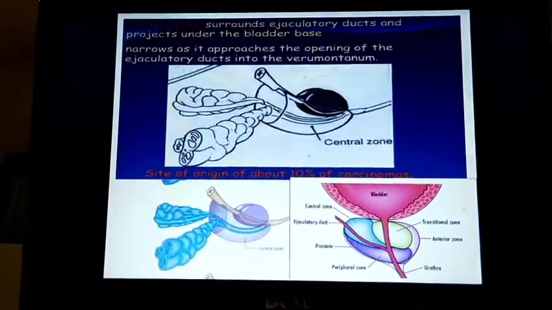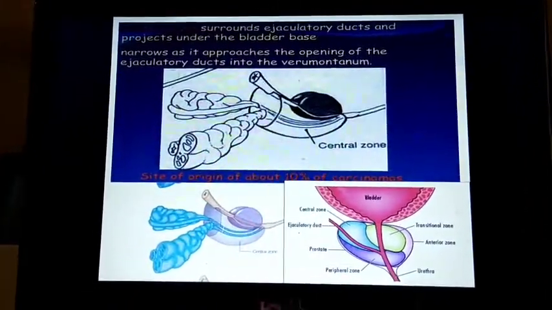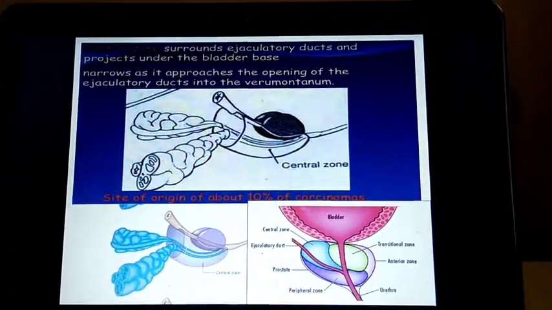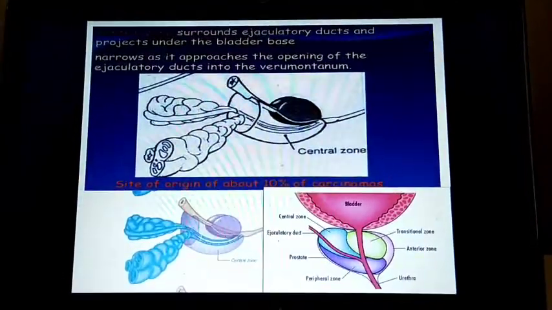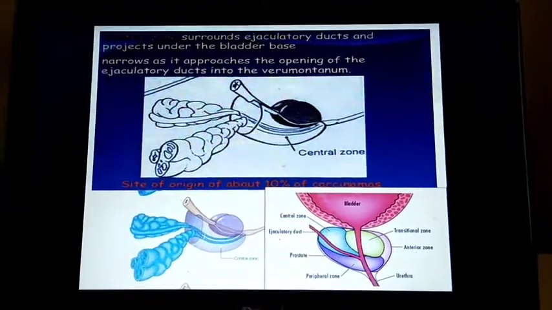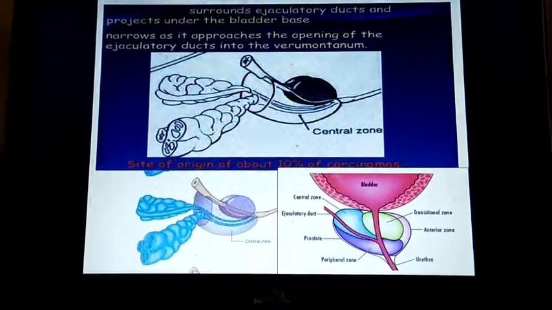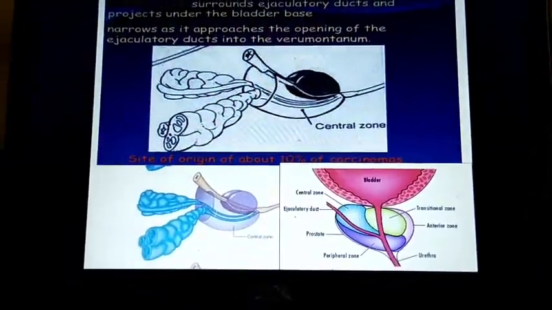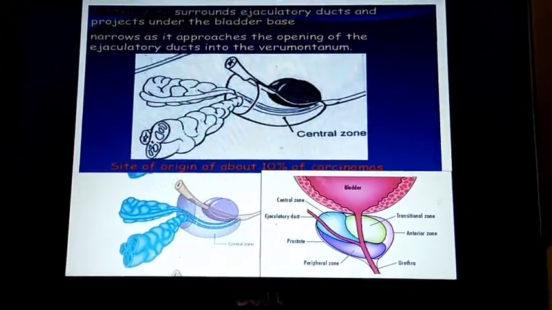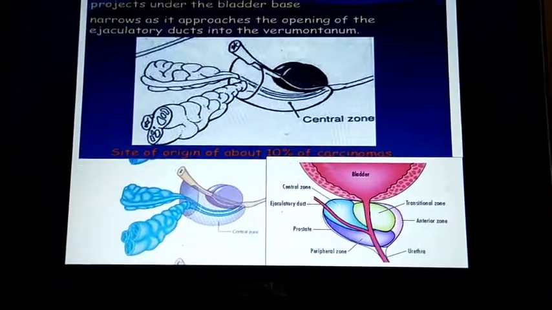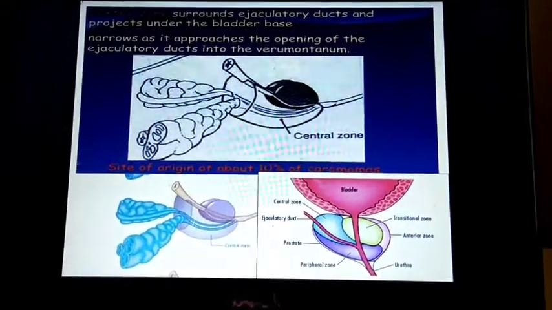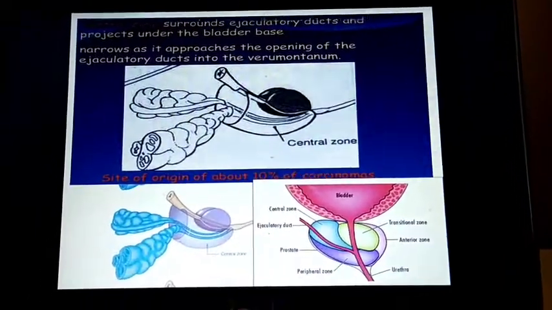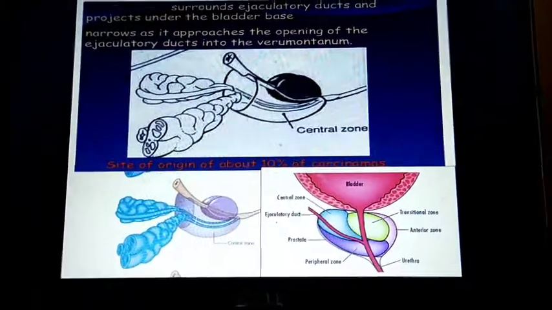I already told you during the anatomy of the urethra that there is a crest. In that urethral crest, there is a dilated part that you call the verumontanum. It is very important during TURP surgery, or any prostatic surgery. If you injure this verumontanum, the patient may suffer from infertility, and also sometimes incontinence of urine.